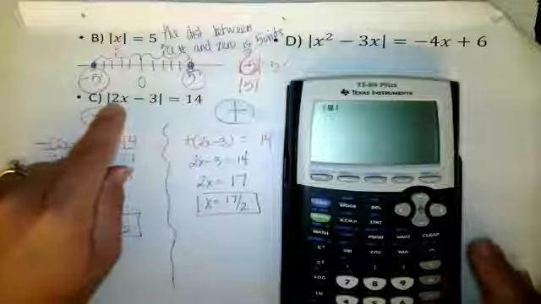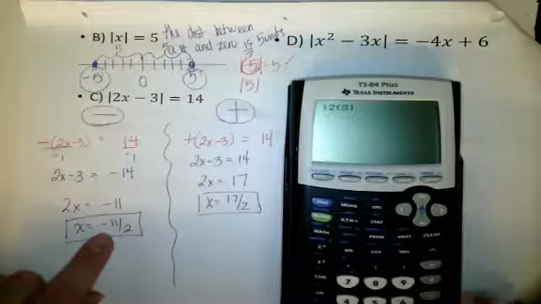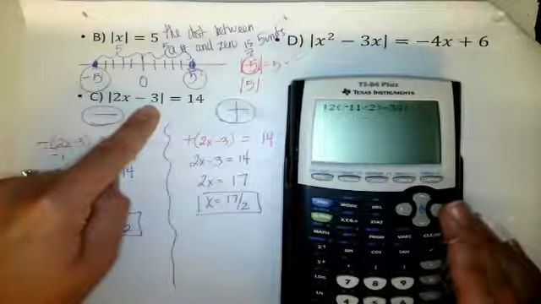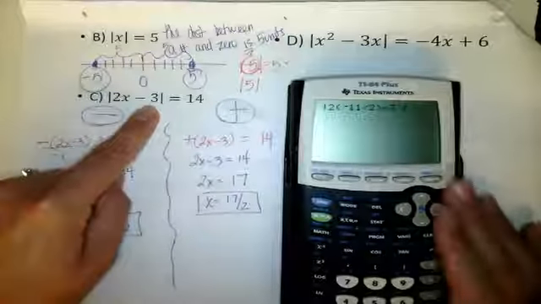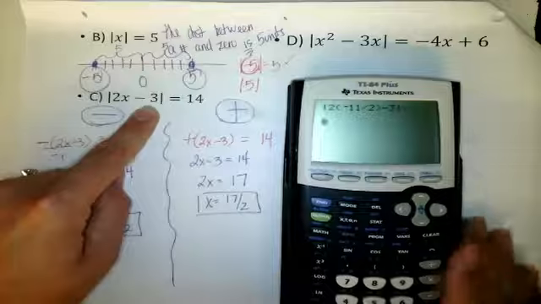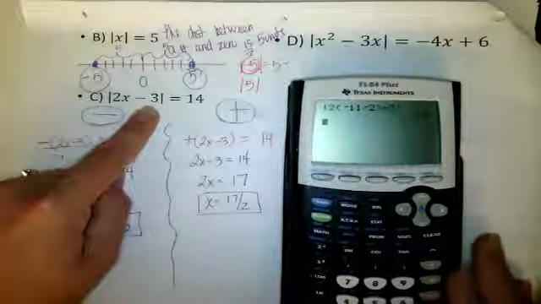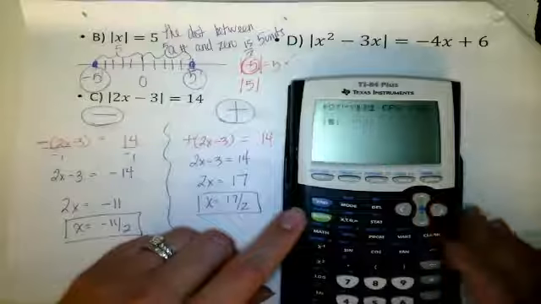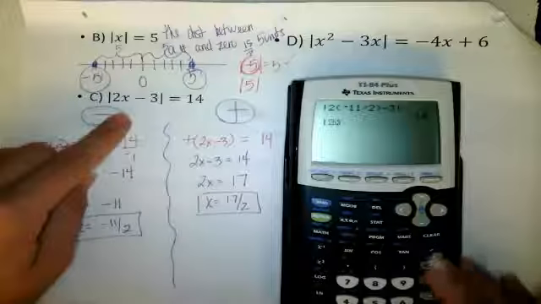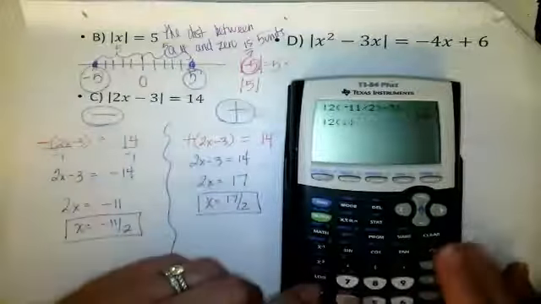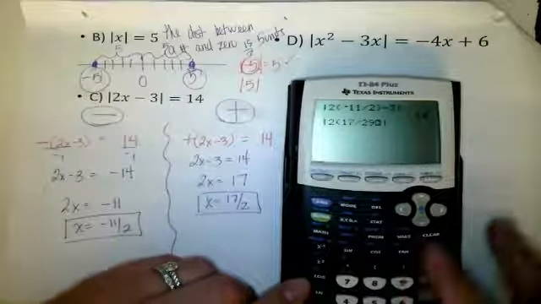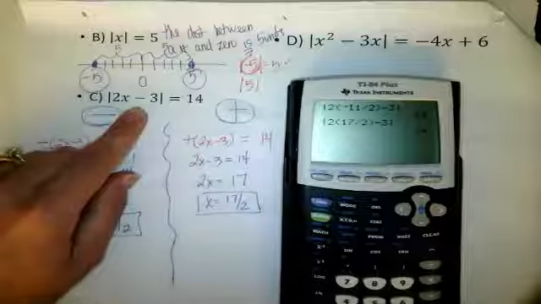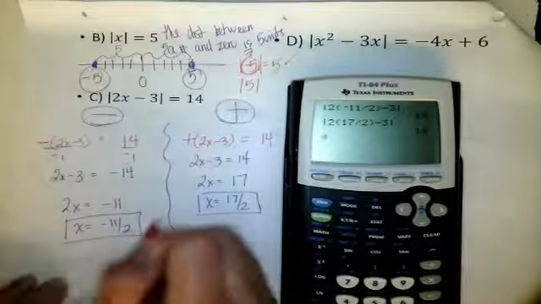So you do the absolute value of 2 times my negative 11 halves, and then subtract 3. And what's it supposed to equal? It's supposed to equal 14. And voila, it does. If I check the other one, 2 times the 17 halves, subtract 3, and again, that also equals 14. So both of these work.